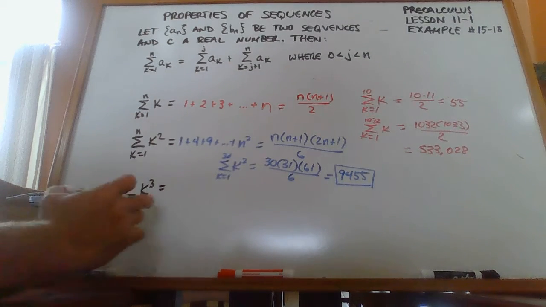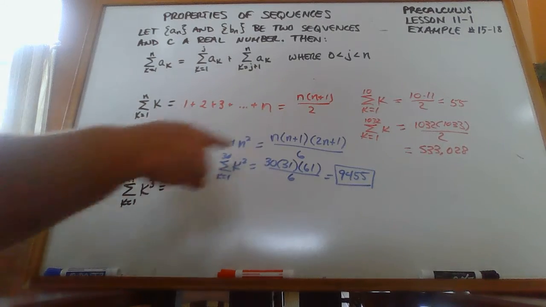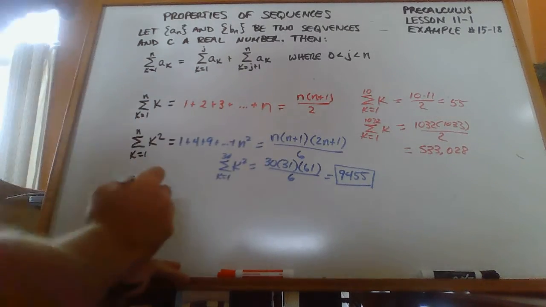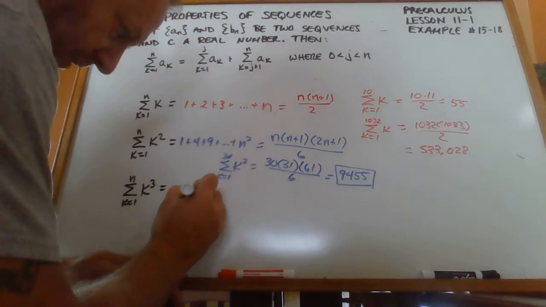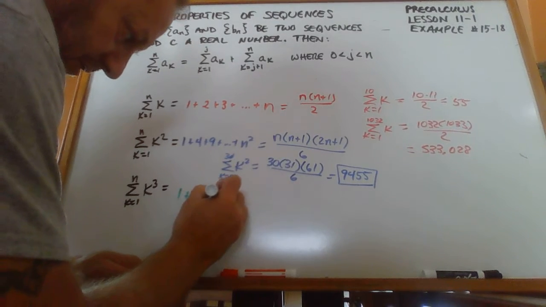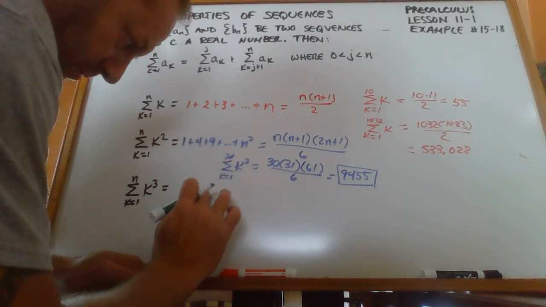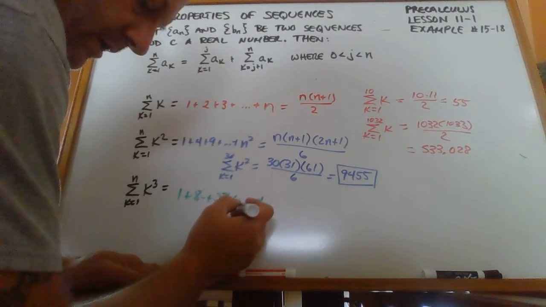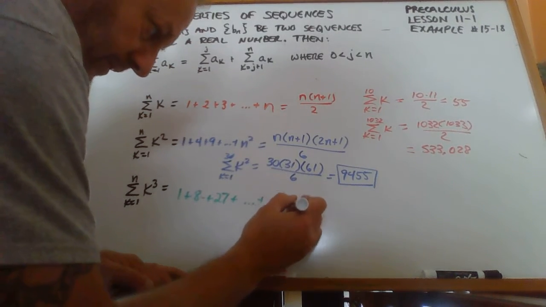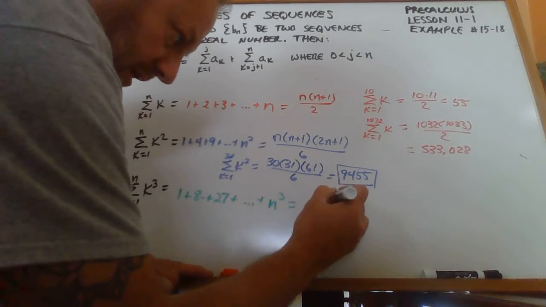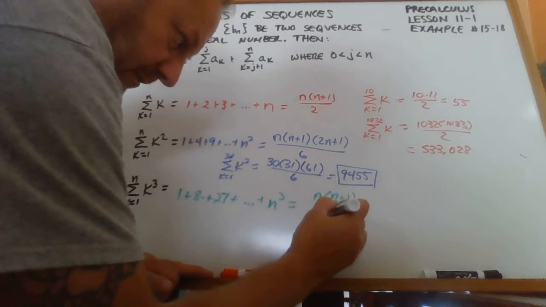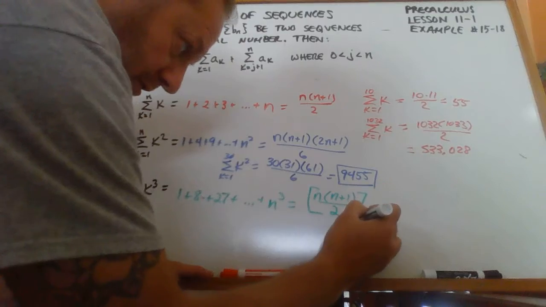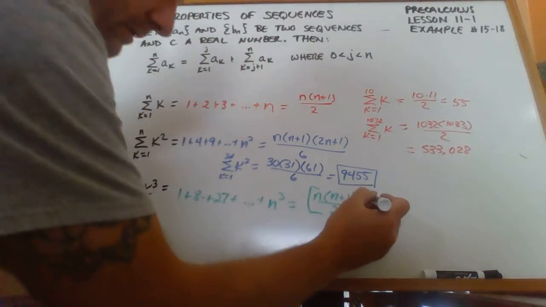The sum of the k cubes is pretty easy. It's just this one squared. So this would be 1 plus 2 cubed is 8, plus 3 cubed is 27. Whoops, not 8 cubed. 27 plus ... plus n cubed. That's n times n plus 1 divided by 2, the whole thing squared.